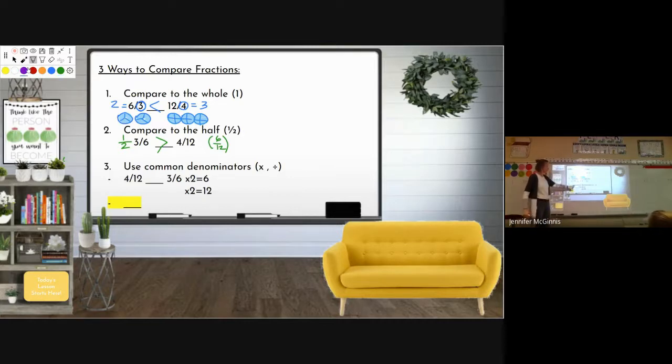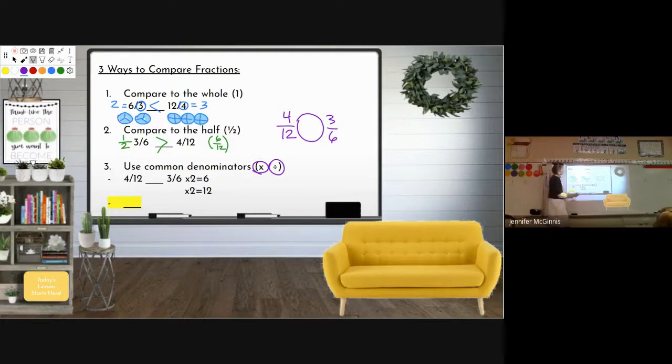Now, we can use common denominators. And we can use multiplication or division. I tried to type this on here, but it's really hard to tell with the typing like that. So we're going to do the 4/12 and the 3/6 again. We already know the answer, right? But I like to use ones that we already know the answer to so that you can follow along better.